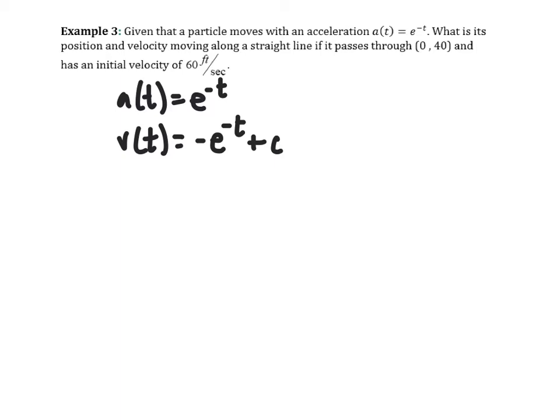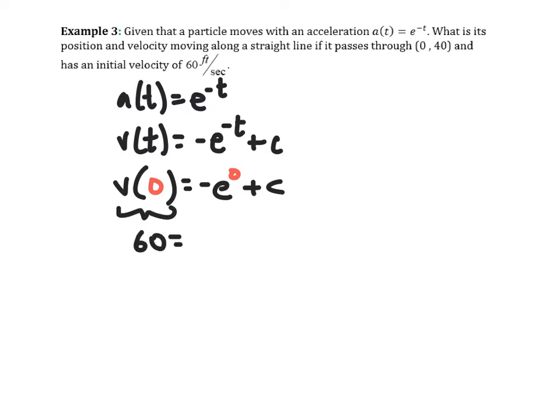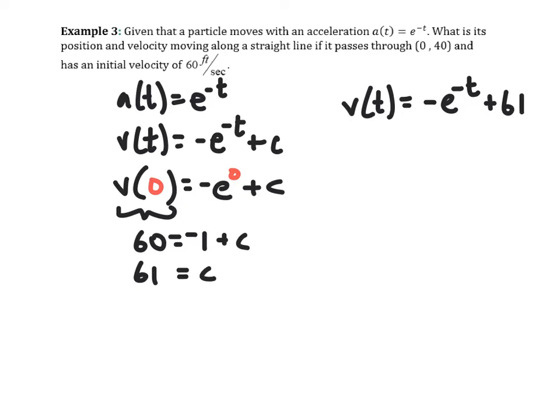So our velocity function, we don't know the constant for, as you can tell here, but if I did a quick substitution, I could find it, right? Because I actually have enough information in this case to find that value. We're told that the initial velocity is 60 feet per second. So this value here is 60. Negative e to the 0 is 1. Excuse me, negative 1. So therefore c equals 61. So our velocity function with respect to time is negative e to the negative t plus 61.